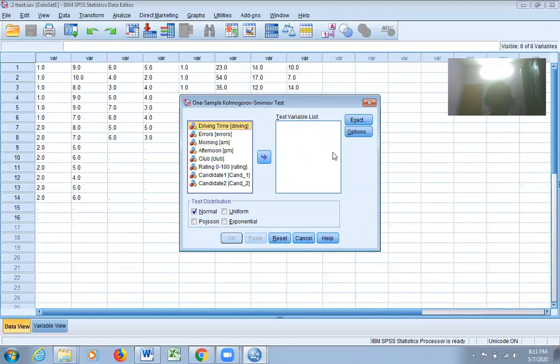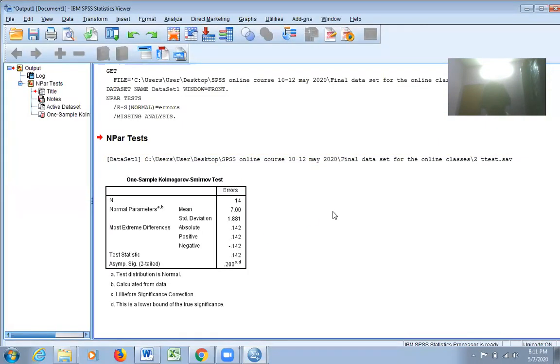For example, here I have some variables. I want to conduct it maybe on the variable errors. I want to check whether data is normally distributed or not. I selected errors. I click this arrow to send the variable to the test variable list. I have to check whether data is normally distributed, so I selected normal, then OK. And you'll get the result here.